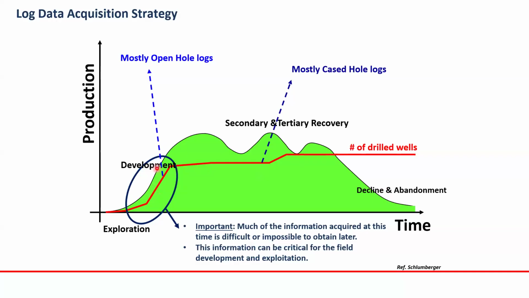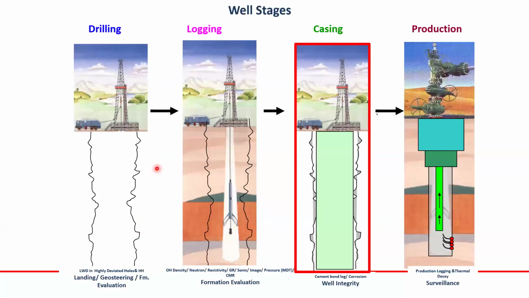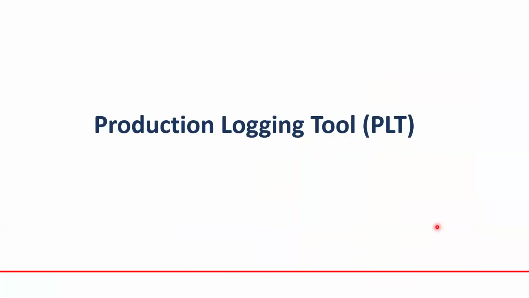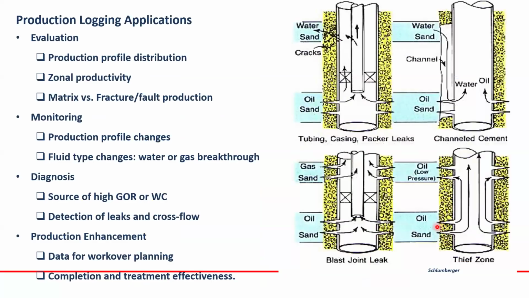Well stages are drilling, logging, casing, and production. Today we will talk about the last phase. During production, they produce oil, and water is replacing this oil. We need to know whether the oil is in a healthy process or not, whether the water is in a healthy process or not, and also which zones are contributing. PLT. So today, this is just the start of the talk.